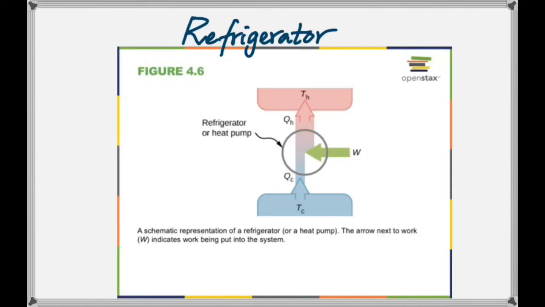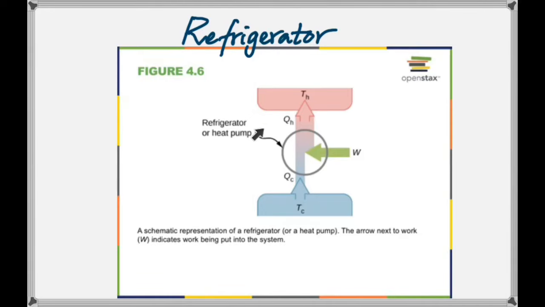So QC, it's the exact same symbols. QC is the quantity of heat absorbed at temperature TC. But then, can you reject heat to a hot object without doing work? Can you? You cannot. So you see the arrow for work now inwards. What does that mean? That means you're having to put work into the system to take the heat from the cold to the hot. That's what it means.